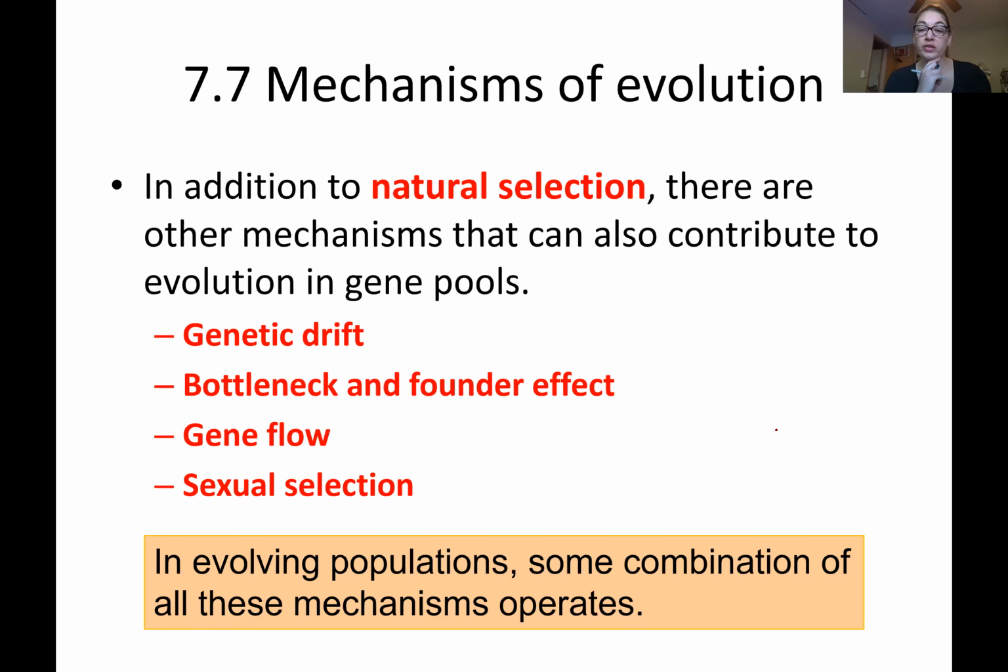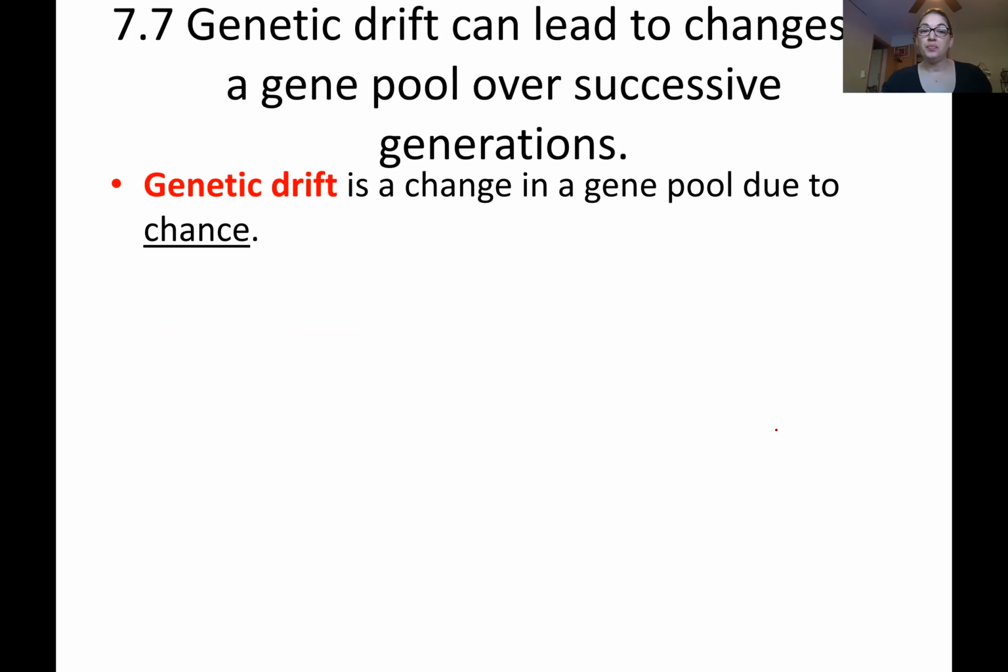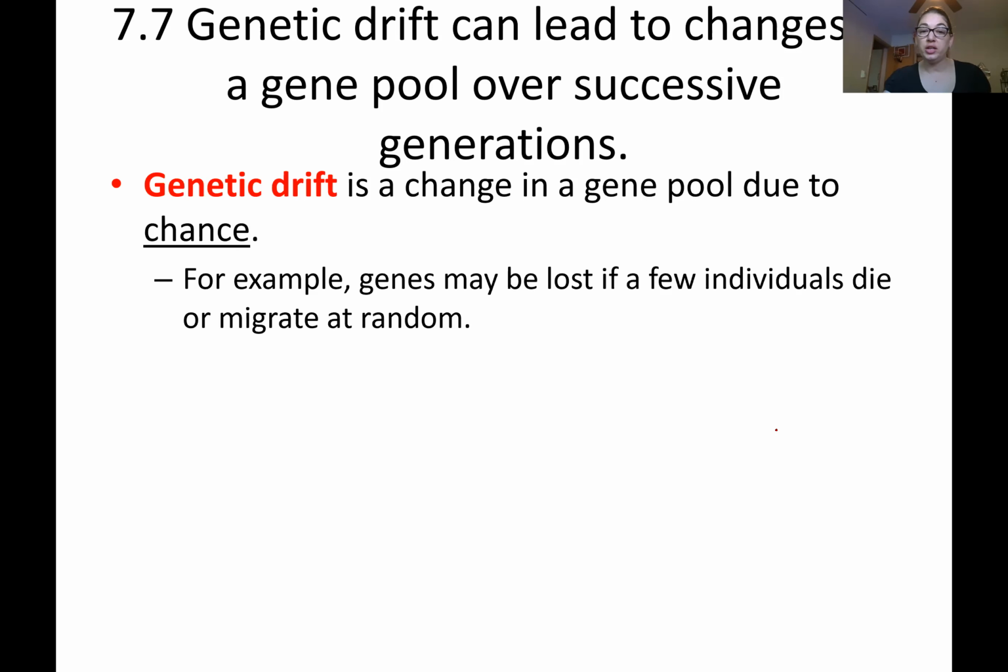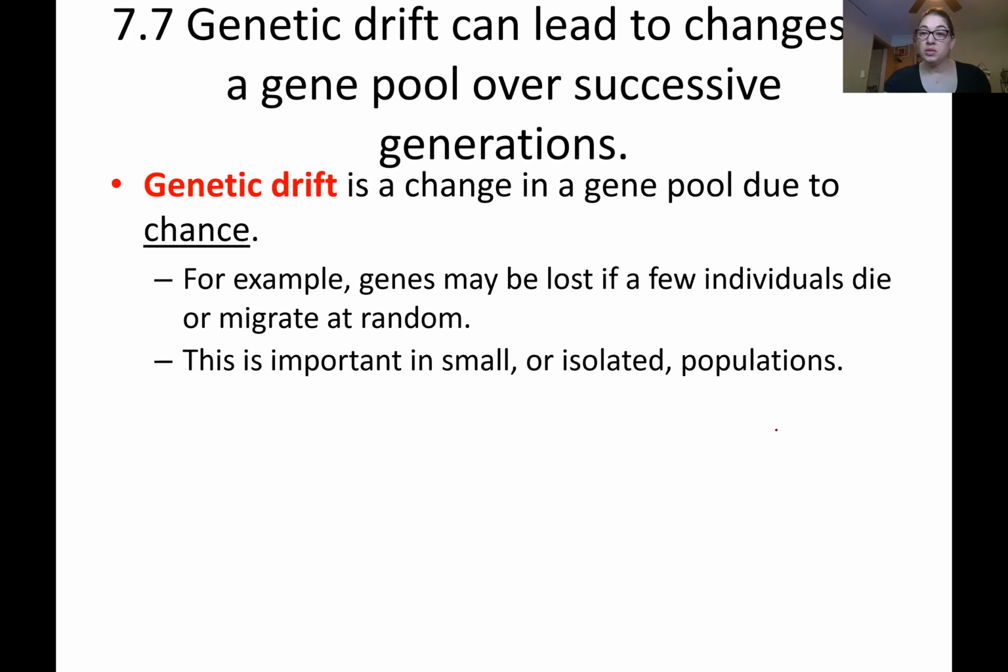So in an evolving population, there is usually a combination of all of these mechanisms happening at the same time. Genetic drift is a change in the gene pool due to chance. So the gene pool changes, but how it changes was completely random, had nothing to do with whether or not an individual is more fit, for example. This is why it's completely by chance. For example, genes may be lost if a few individuals die or migrate, leaving or entering a population at random. This is really important in small or isolated populations. When it's small or isolated, any change can have a big effect.